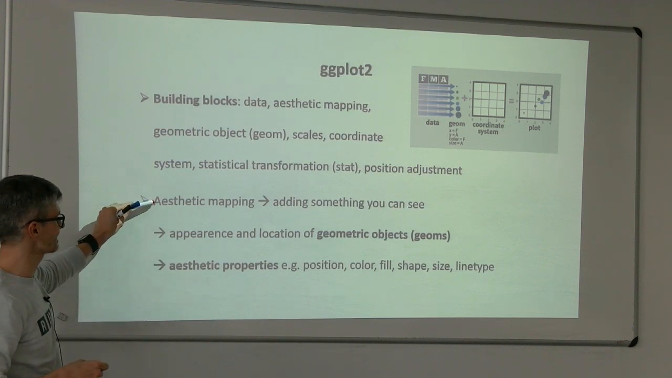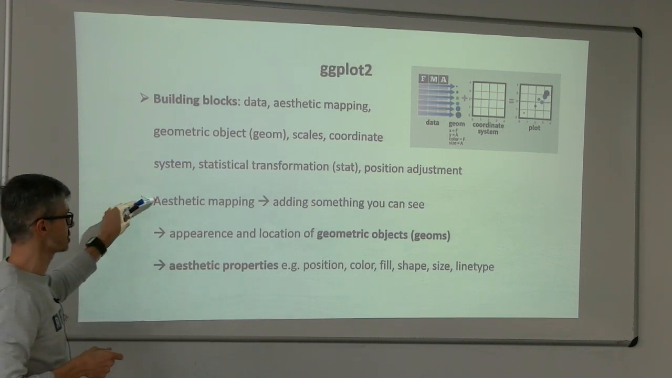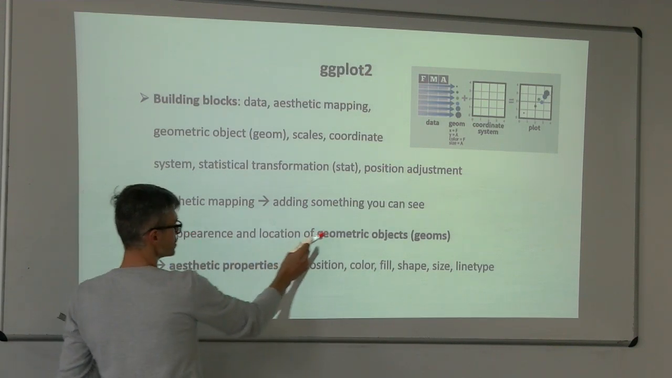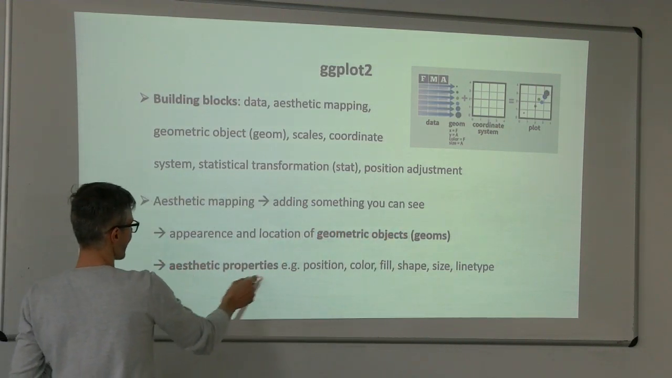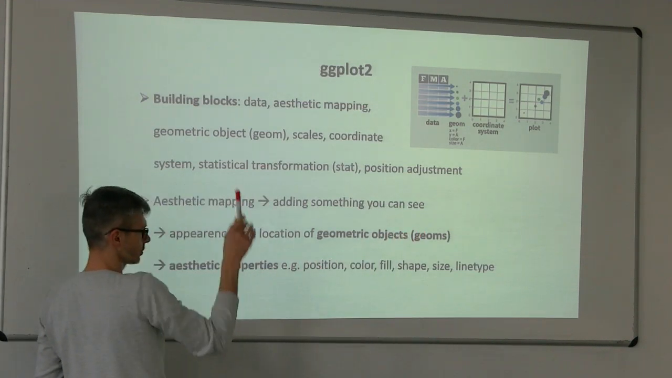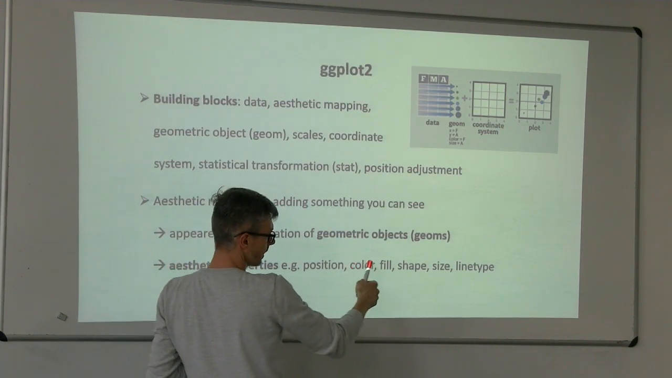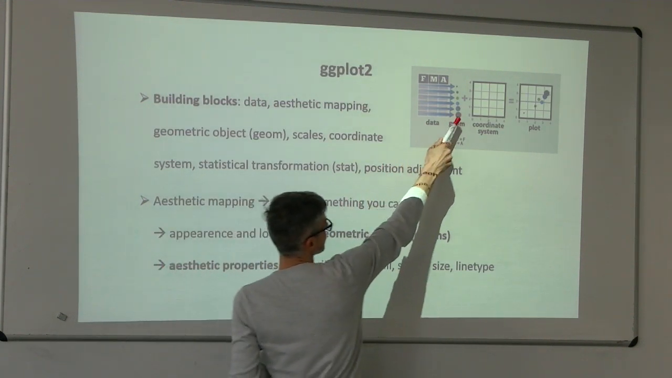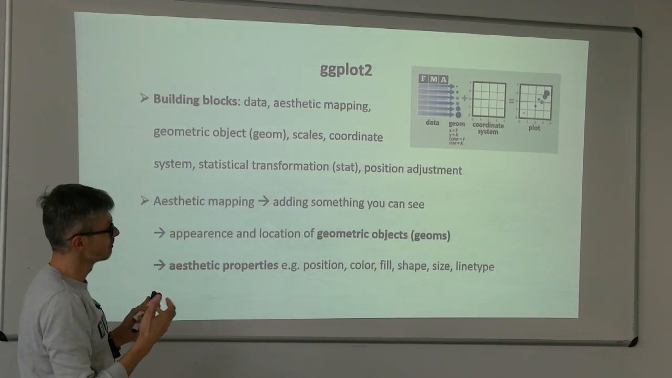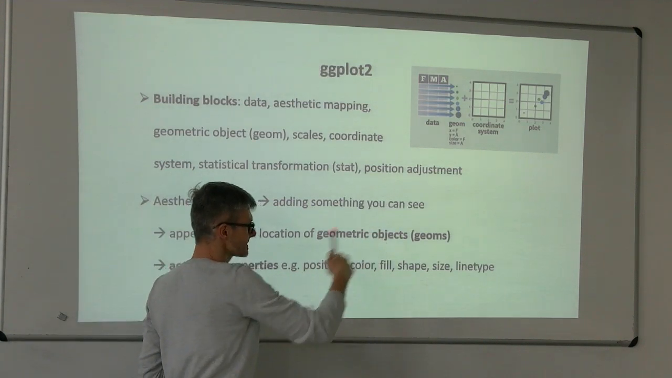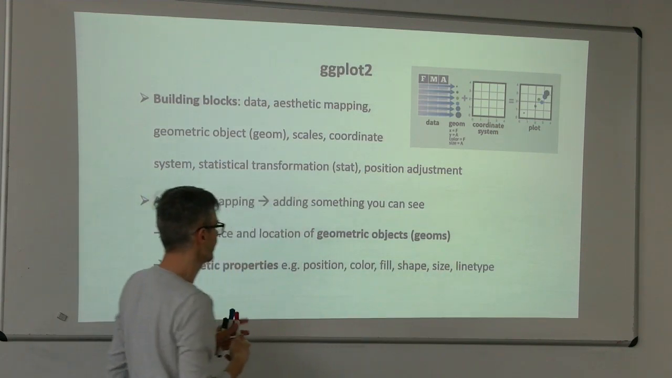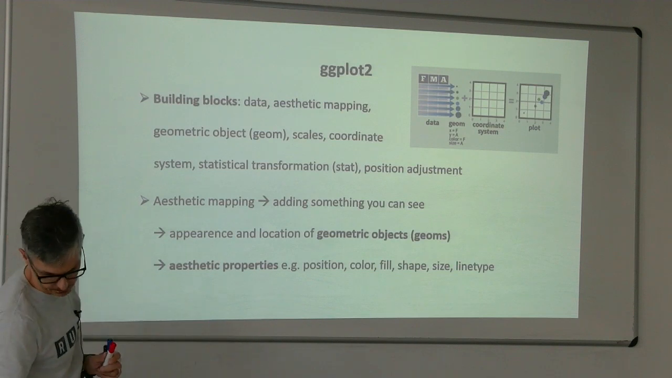Now what exactly is this aesthetic mapping? Aesthetic mapping just means that you can add something you can see. So it's a combination of these geometric objects which have these aesthetic properties. So what could a property be? A data point, for example, can have a certain position in the plot, a certain color, and maybe a certain size. In this case, for example, you see a bubble chart could have a different size. Maybe you are using lines as geoms, then you can have a dashed line, a dotted line, a normal line, several other options for your line type. That could be another aesthetic property.